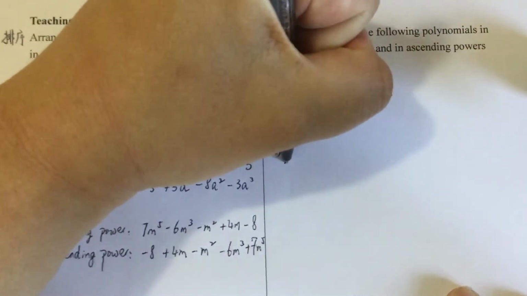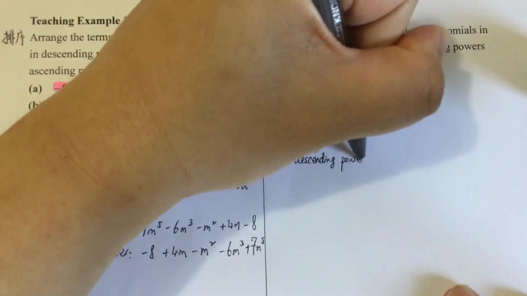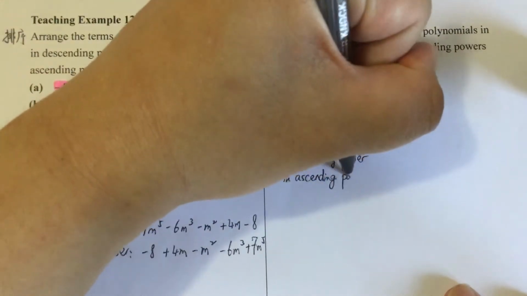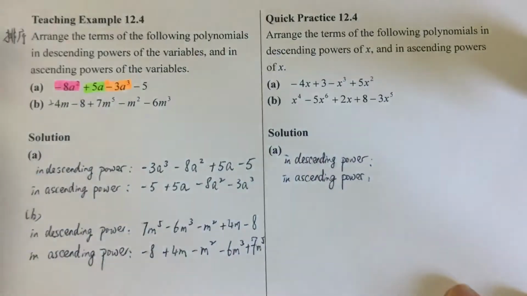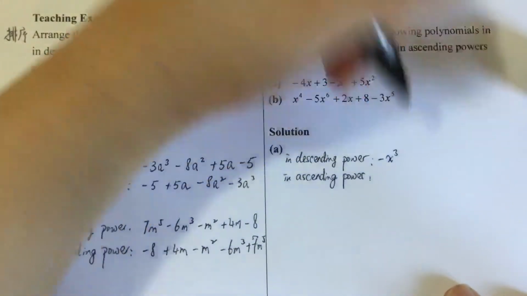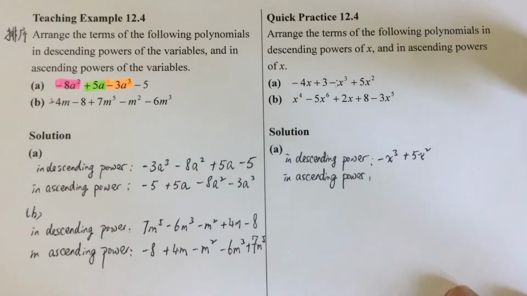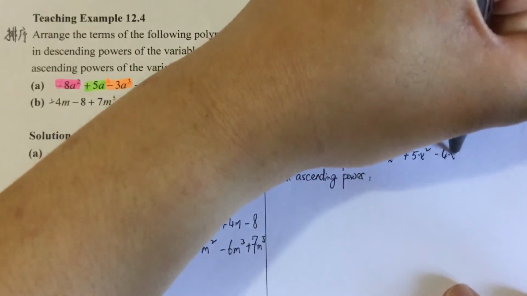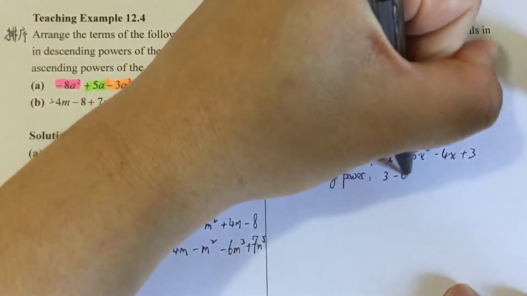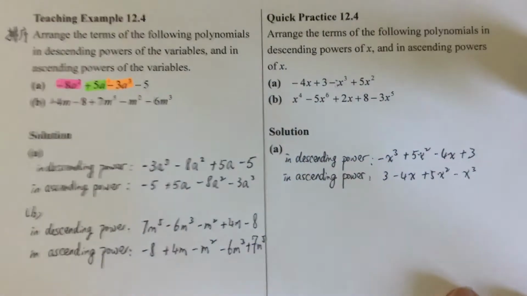Okay, let's look at this. Write down the descending power, and also write down the ascending power. So let's look at this one by one. So the answer for this one is, because x cubed is the greatest degree, -x cubed, and plus 5x squared is the second one. The third one will be -4x, so we have -4x and plus 3 for the last one. So we interchange the position, so this one is 3 minus 4x plus 5x squared minus x cubed. This one is the part A answer.